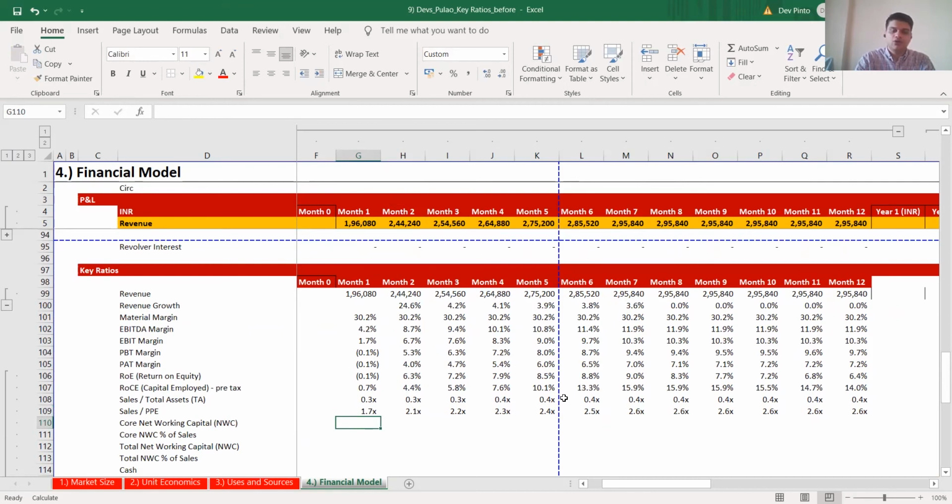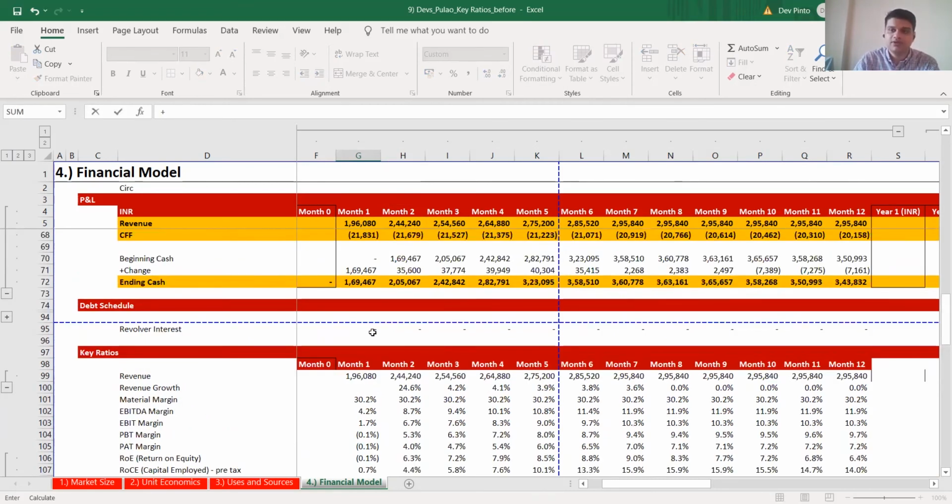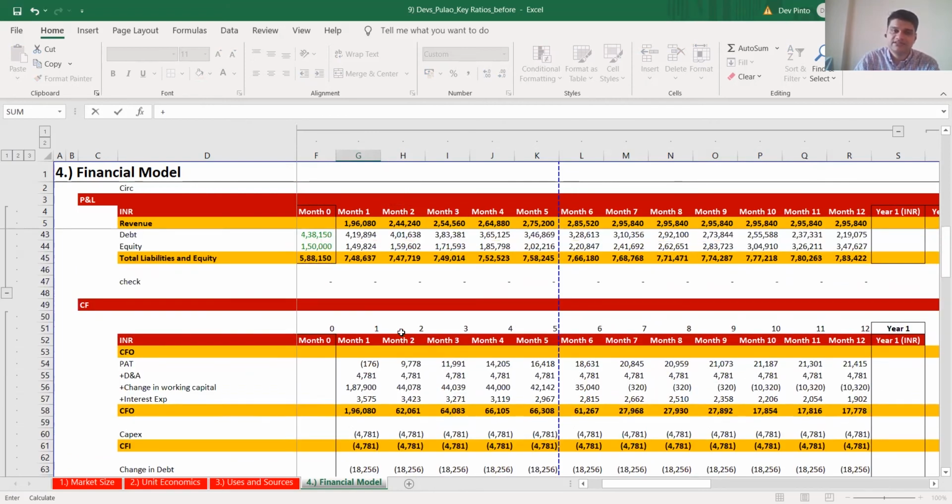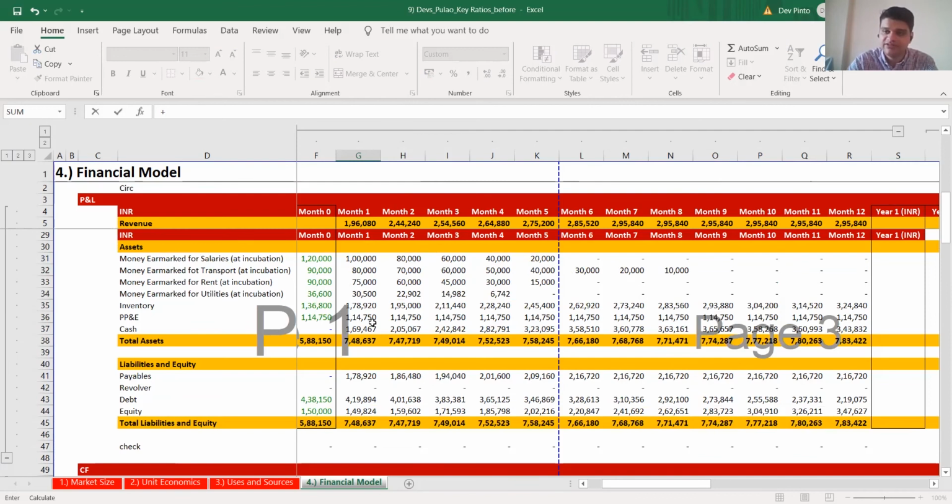Next, let's look at core net working capital. So net working capital, core net working capital, is typically current assets minus current liabilities, and the current assets will include inventory and receivables, and the current liabilities will include payables. In this case, we do not have receivables because what is receivables, right? I mean, when I sell a product to a customer, he's got to pay me their money in cash.